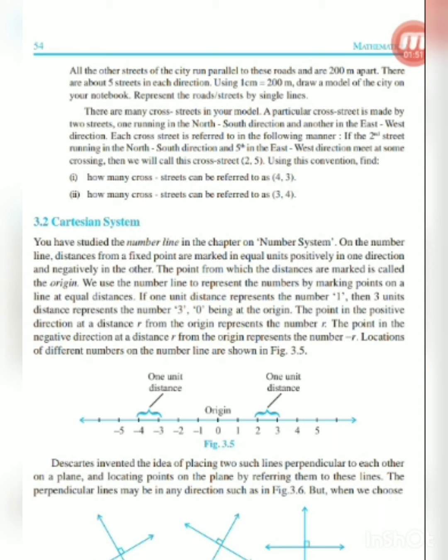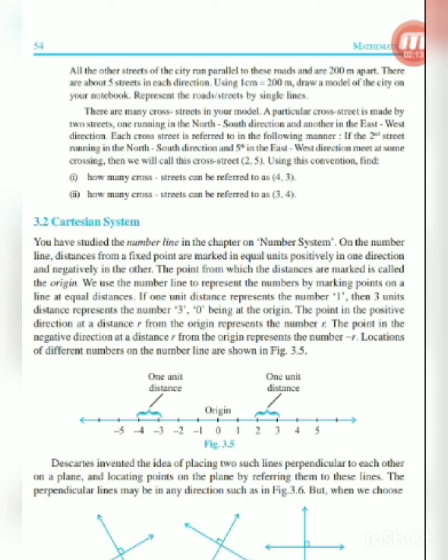Using 1 centimeter equal to 200 meters, draw a model of the city in your notebook. Represent the roads or streets by a single line. There are many cross streets in your model. A particular cross street is made by two streets, one running in the north-south direction, another in the east-west direction.